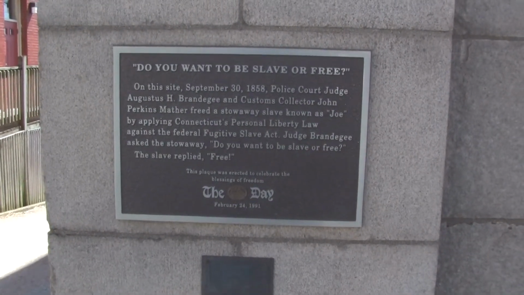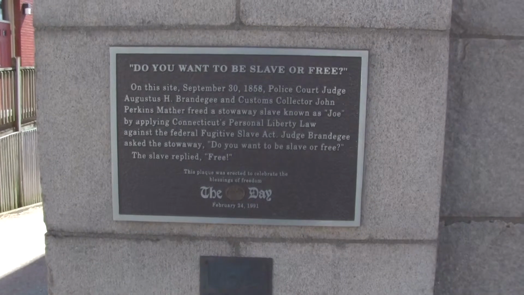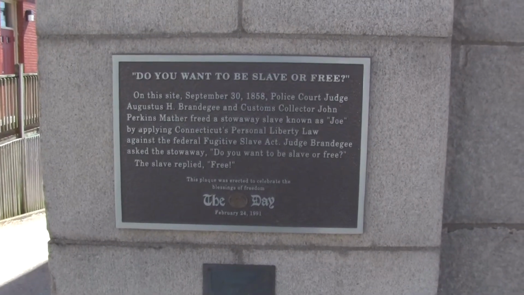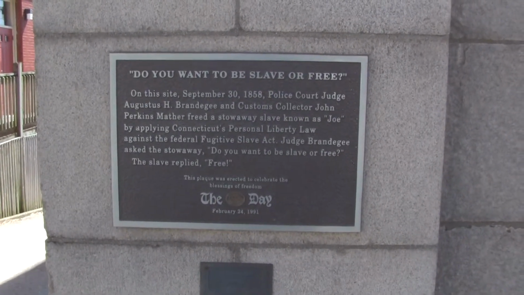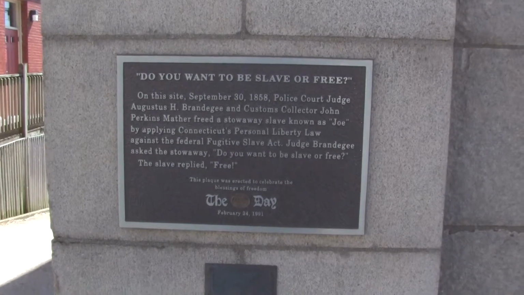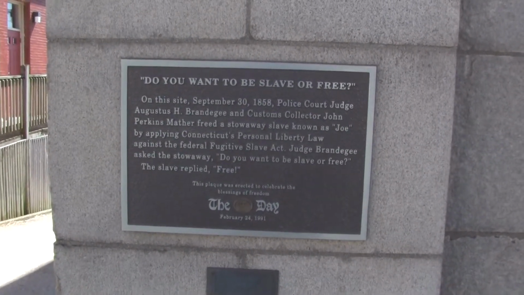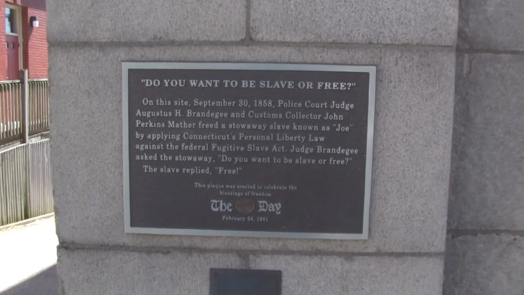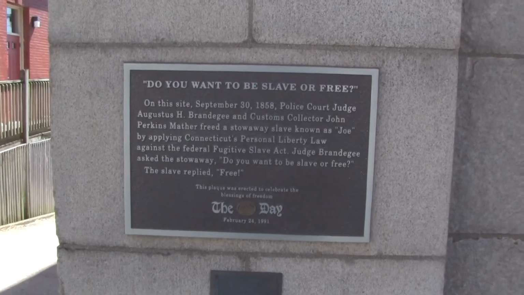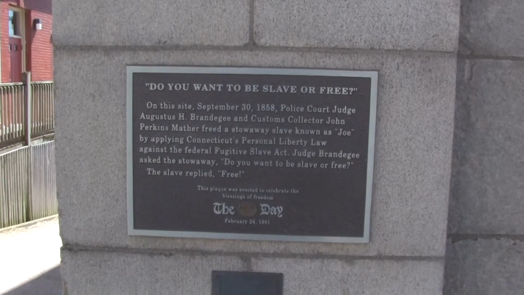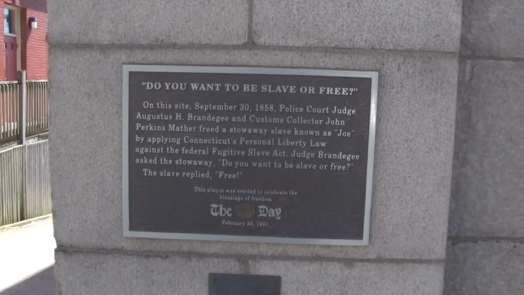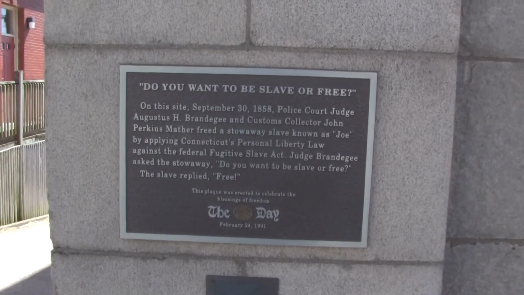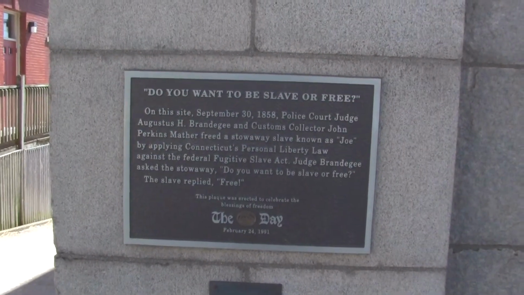Here is a very interesting little plaque. It says, "Do you want to be slave or free?" On this site, September 30th, 1858, Police Court Judge Augustus H. Bandegee and Customs Collector John Perkins Mather freed a stowaway slave known as Joe by applying Connecticut's personal liberty law against the Federal Fugitive Slave Act. Judge Bandegee asked the stowaway, "Do you want to be slave or free?"